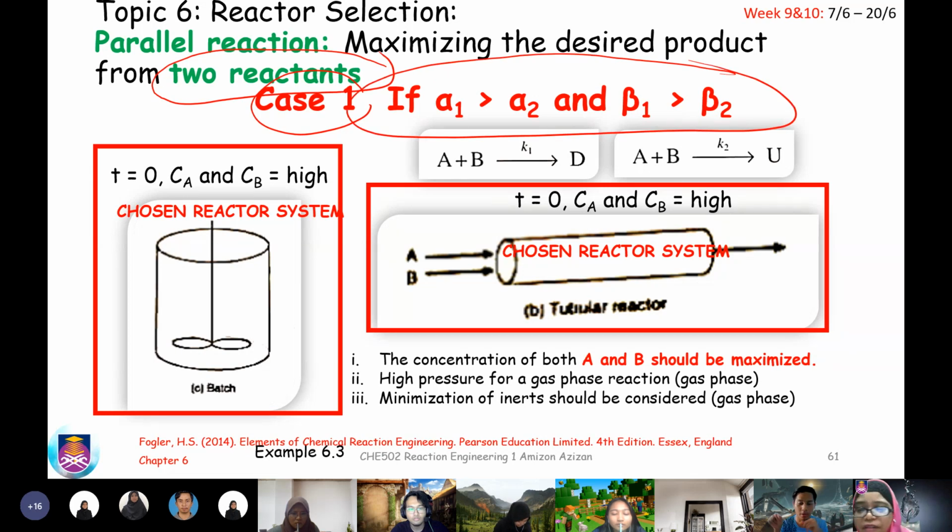In order to have high concentration of both A and B, we're going to use a batch system rather than a CSTR. Alternatively, you can propose a tubular reactor whereby at the initial time, the concentrations of A and B are also high. So that would be the proposed reactor scheme. Right, we're going to go to case number 2.